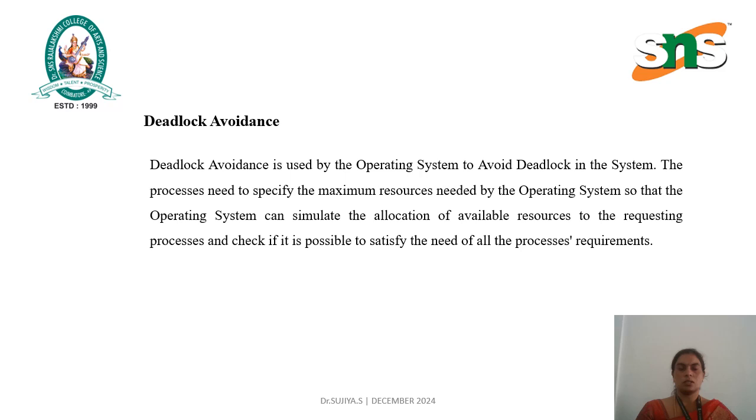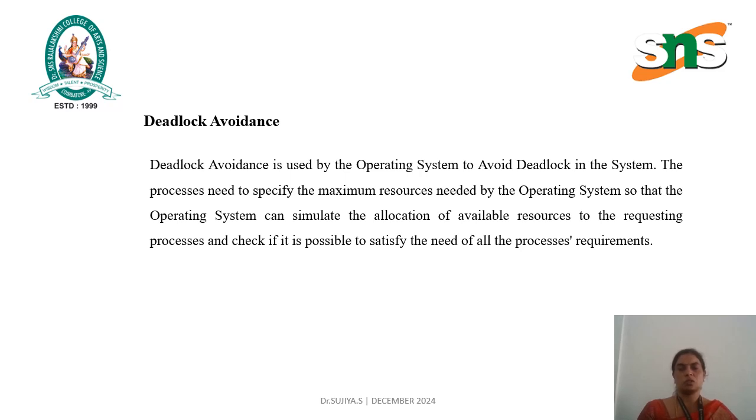Deadlock avoidance is used by the operating system to avoid deadlock in the system, and this process needs to specify the maximum resources needed by the operating system so that the operating system can simulate the allocation of available resources to the existing processes and check if it is possible to satisfy the need of all process requirements.